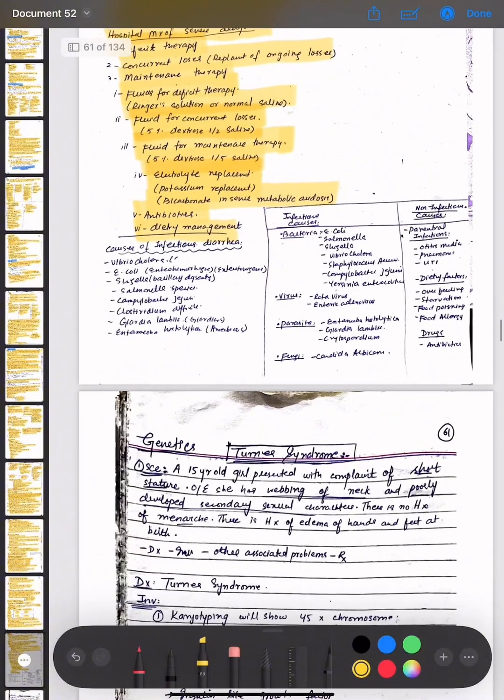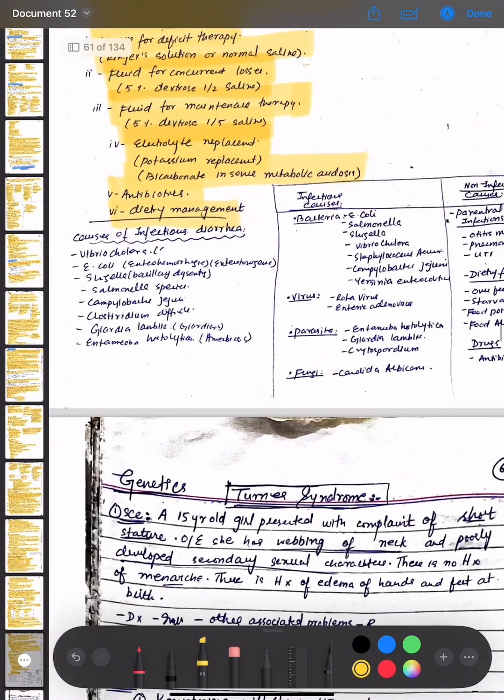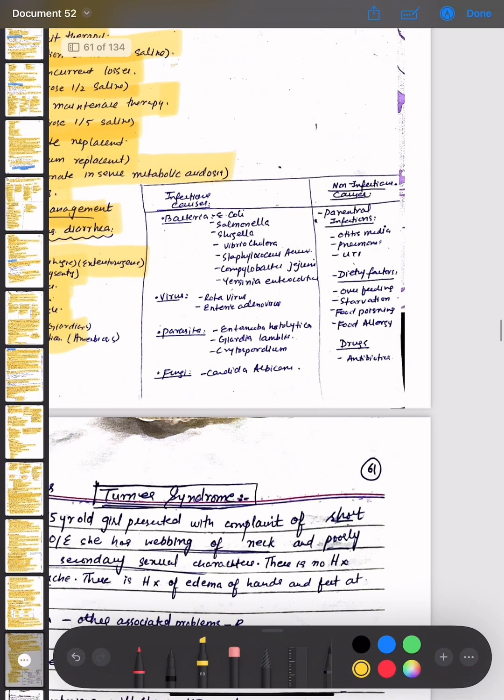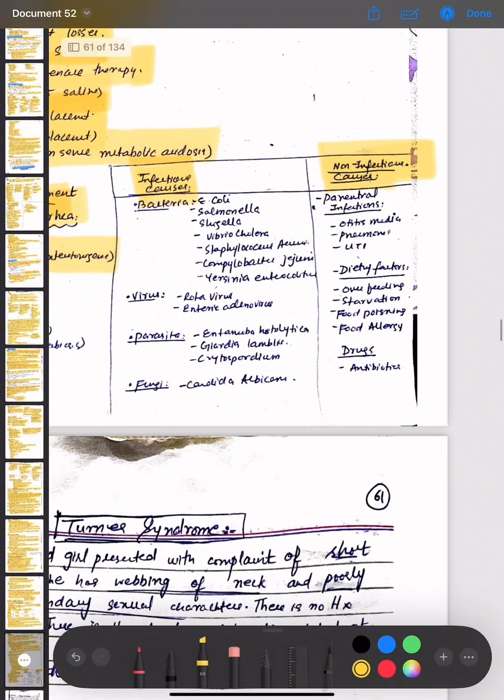Now the causes of the different infectious diarrhea are Vibrio cholerae, E. coli, Shigella, Salmonella, Campylobacter jejuni, Clostridium difficile, Giardia lamblia, and Entamoeba histolytica. Now we have the infectious and non-infectious causes. Infectious causes are bacteria, viruses, parasites and fungi. The non-infectious causes are parenteral infections, dietary factors and drugs.